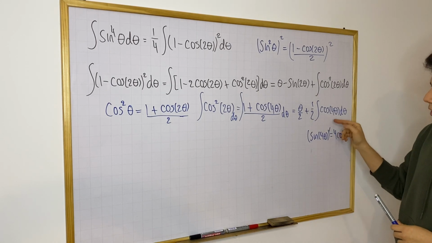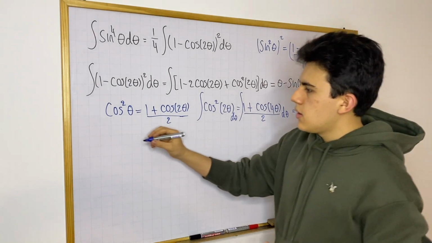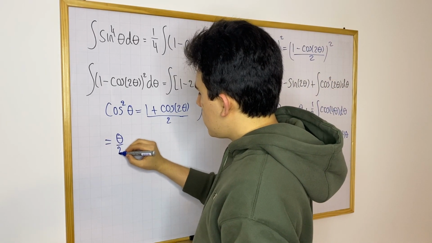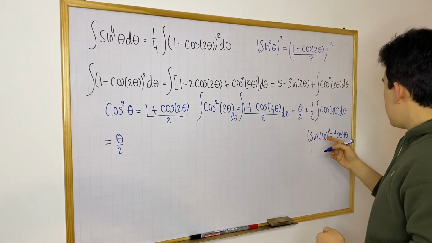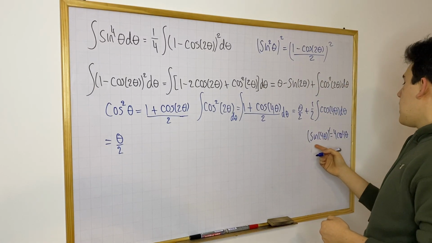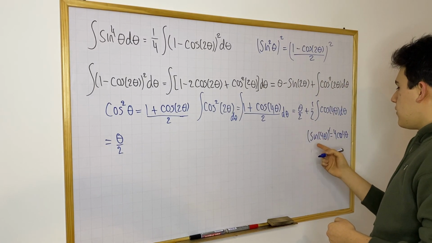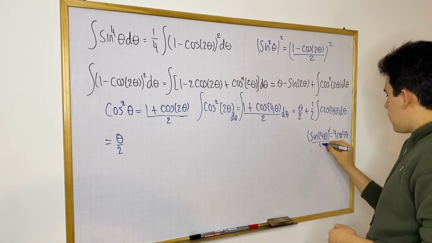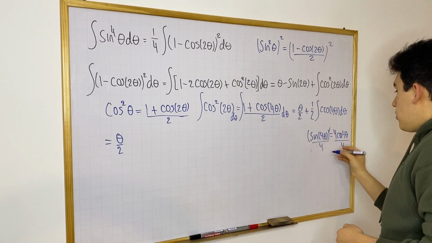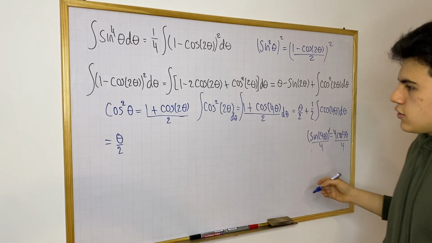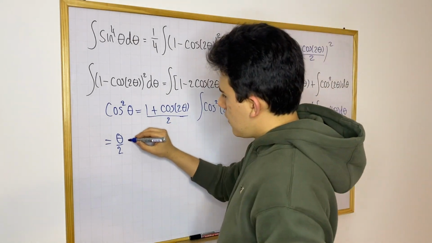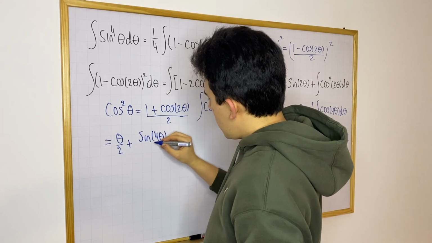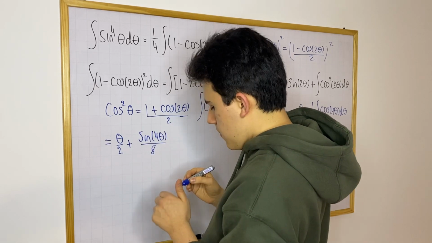So then we know that this integral would be equal to theta divided by 2. So we have a half times sine 4 theta divided by 4, I'm sorry. Okay, I'm just going to write the 4 just in case. So then we know that it's just going to be a half. So we have plus sine of 4 theta divided by 8, okay?